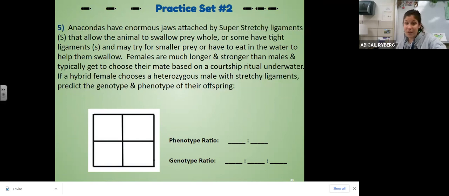And a hybrid female, remember hybrid is the same as heterozygous. So she's going to be big S and little s. And I make my weird little cursive S's so they look totally different. So she's hybrid, so heterozygous. And he's heterozygous as well. So he's going to be big S and little s. So let's go ahead and fill in our squares.